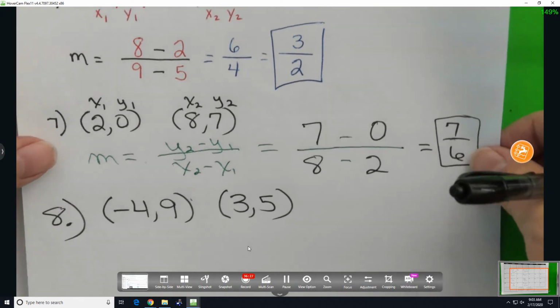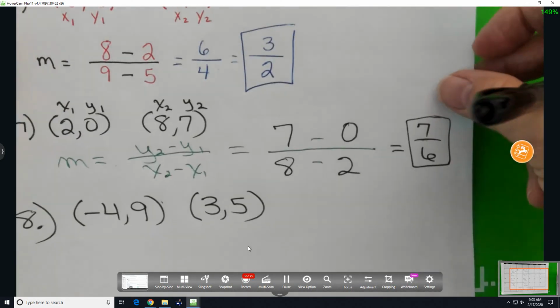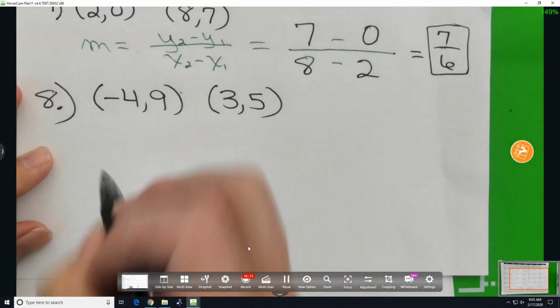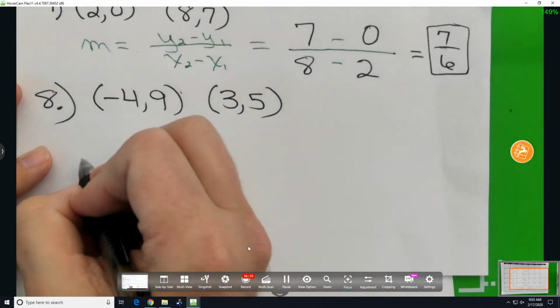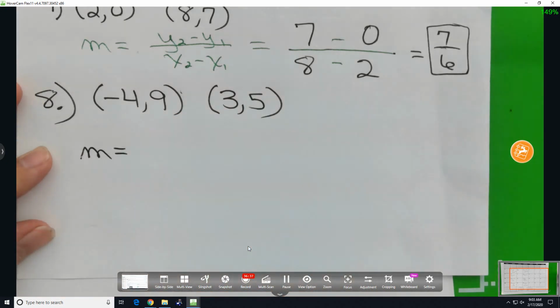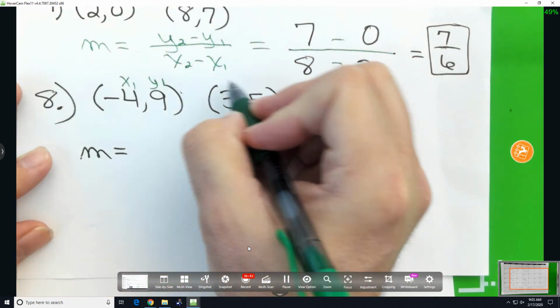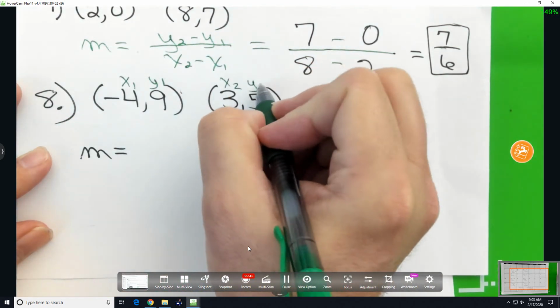Okay, so there's my point. And what? Okay, so I'm going to find it. Oh, wait a minute. Remember, we want to identify our x1, y1, and our x2, y2.